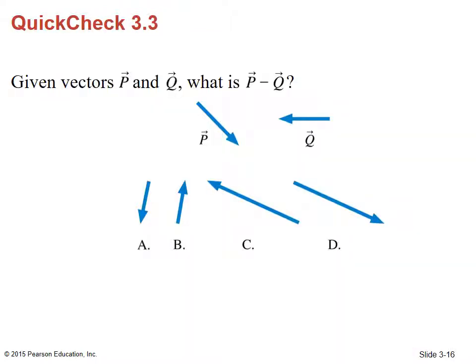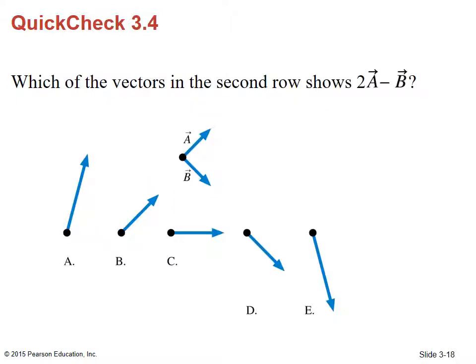Given vectors P and Q, what is P minus Q? The answer is D. Change the direction of vector Q, then use the head-to-tail method. Which of the vectors in the second row shows 2A minus B?